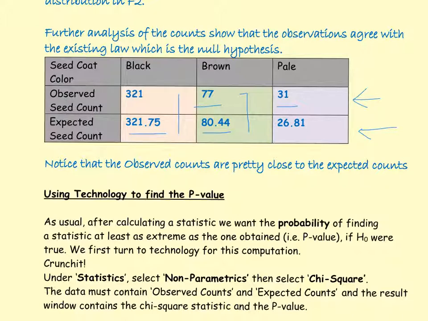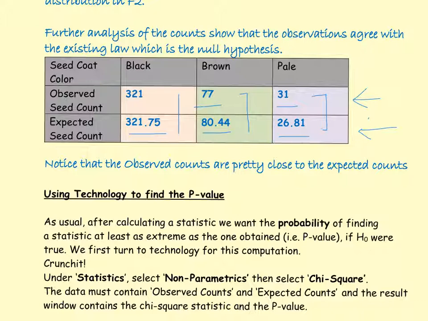31 was the pale seeds. That was the observed number of pale seeds in the 429 seeds that we collected. And the expected counts were pretty close, 26.81. So the table also shows, when we compare the observed and the expected counts, exactly what we got as our result, which is that we have no evidence against the null hypothesis. Our data, which is the first row, kind of agrees with the second row, which is the law that we were trying to get evidence against.